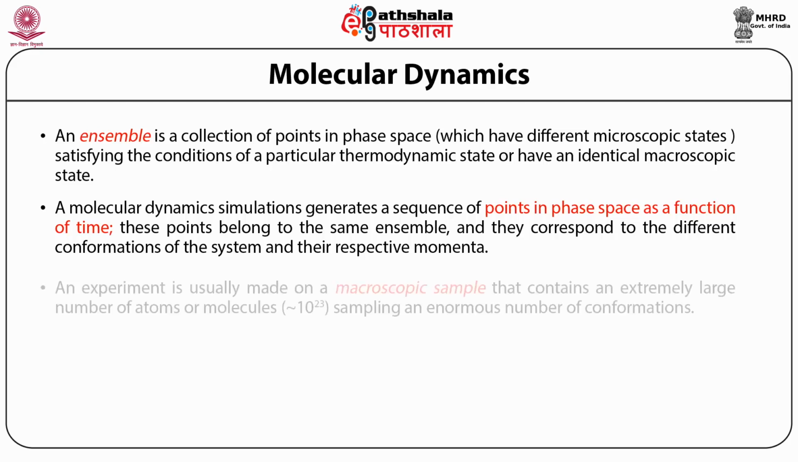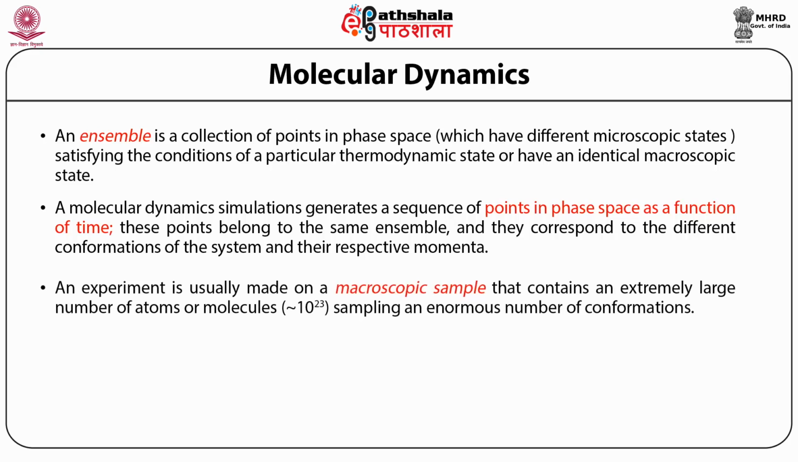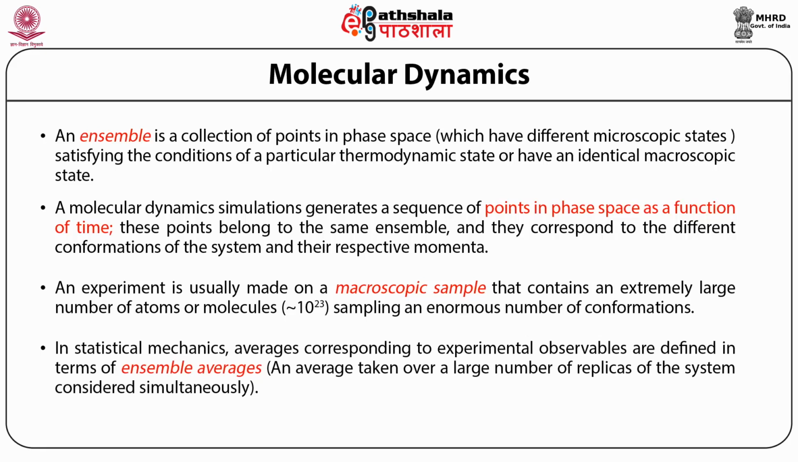Generally, the actual experiment we have is a macroscopic sample, which contains many microscopic samples or ensembles, and that should be around the Avogadro order, that is 10 to the power 23 samples. However, in our statistical mechanics approximation, where we use molecular dynamics, the averages corresponding to these experimental observables are defined as ensemble averages, provided we have a huge number of samples covered. This average is taken over a number of replicas of the system, as we mentioned.